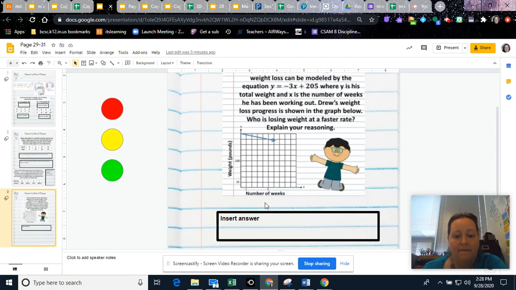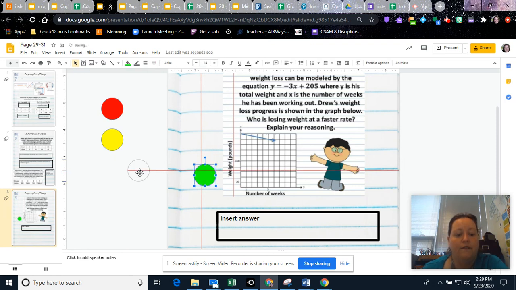So think about that as you answer the question, who is losing weight at a faster rate? Explain your reasoning. And then you'll draw or you'll click over which circle on how you feel about this lesson. Red if you're like, whoa, I need lots of help. Yellow if you're like, I kind of get it. Green if you're good to go. So do that and then let me know if I can help you.